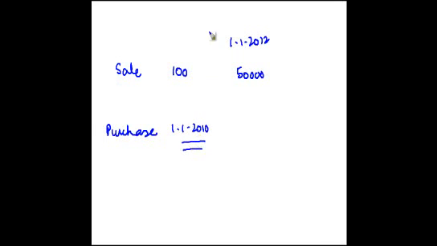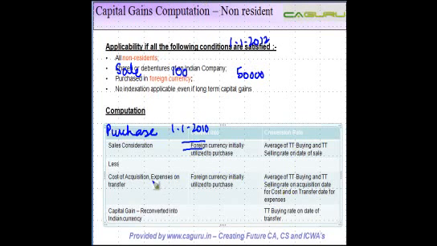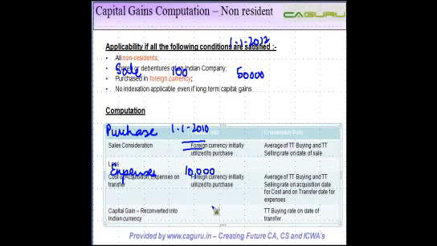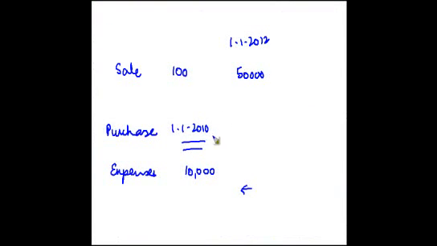Let me use a different example. Let's say there is a sale of 100 shares for 50,000. This happens on 1/1/2012. The purchase was done on 1/1/2010. The expenses, let's say, were 10,000, and the purchase cost is 30,000. You have to calculate capital gains.